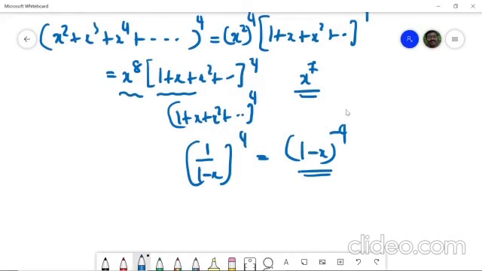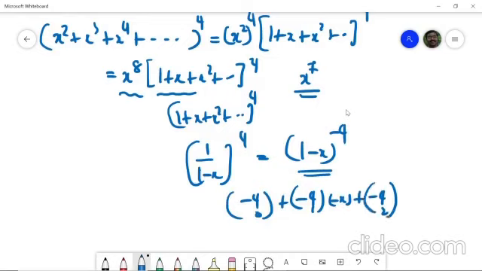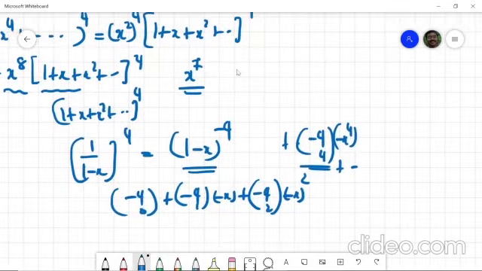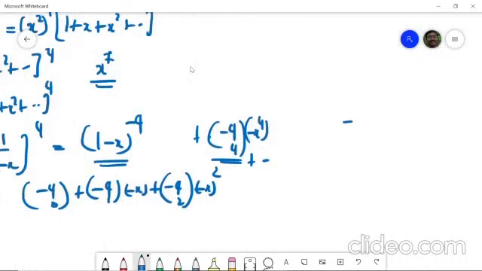So when you apply the binomial theorem, this will be actually 4c0 plus minus 4c1 into minus x plus minus 4c2 into minus x whole square plus etc. When it is x raised to 4, it will have minus 4c4 into minus x raised to 4 plus etc. So this is the coefficient which is associated with x raised to 4. So that is actually minus 4c4 into minus 1 raised to 4.